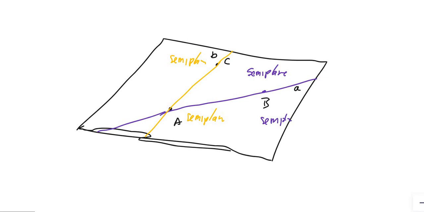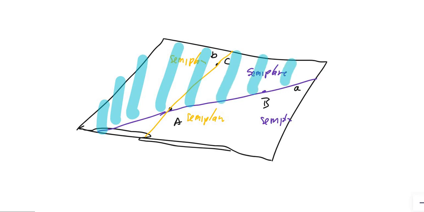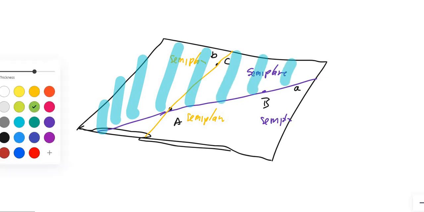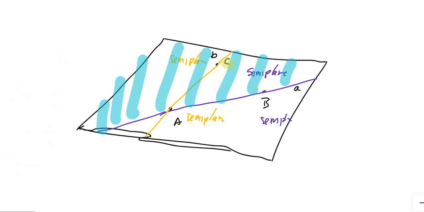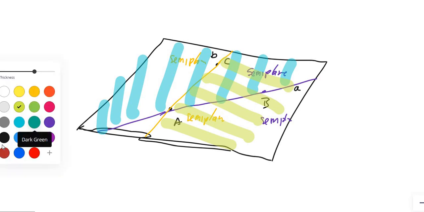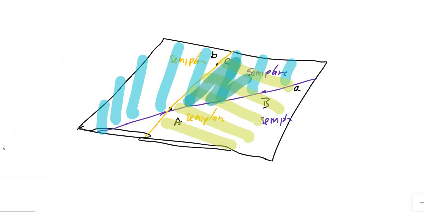What is an angle? An angle is the intersection, in this case, of the two semiplanes. This is the semiplane from the straight line a that is above, and this is the semiplane of straight line b to the right. Okay, so what is an angle? An angle is all the dots that are here. All that is an angle.